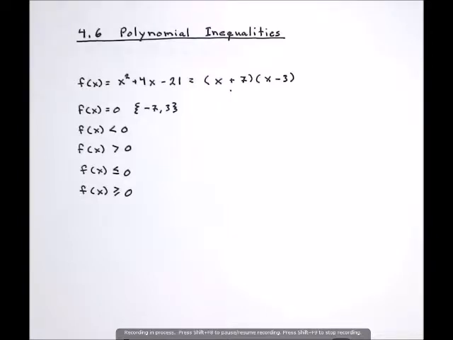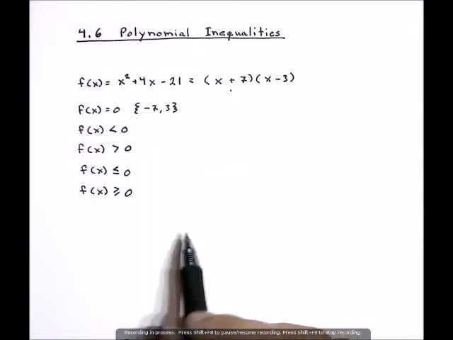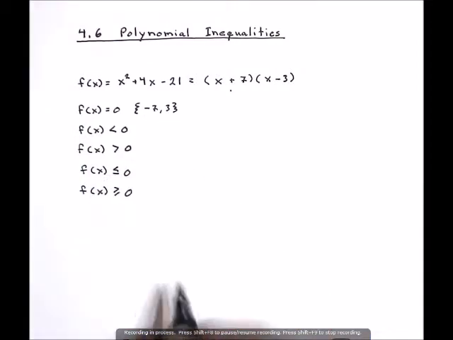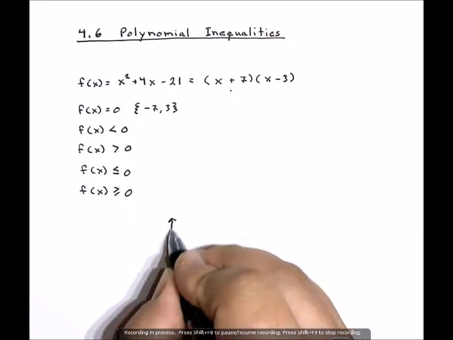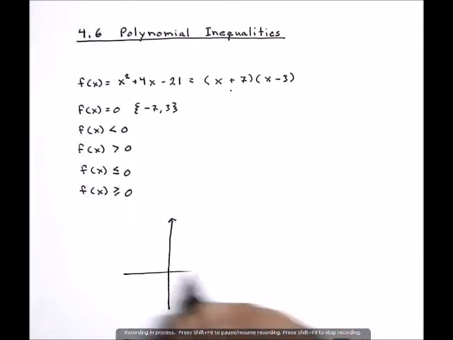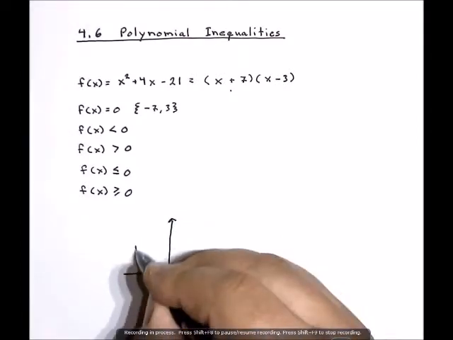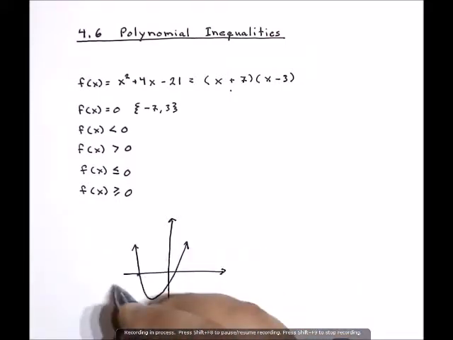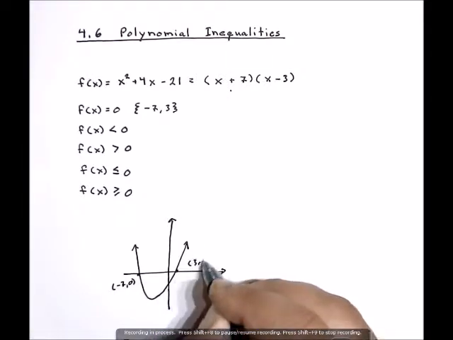For the rest of it, though, you have to graph this. So go to your calculator and graph this equation, remembering that we cross the x-axis at negative 7 and 3. And when you graph it, you're going to get a parabola opening upward, kind of looking like this, and it's crossing at negative 7, 0, and at 3, 0.